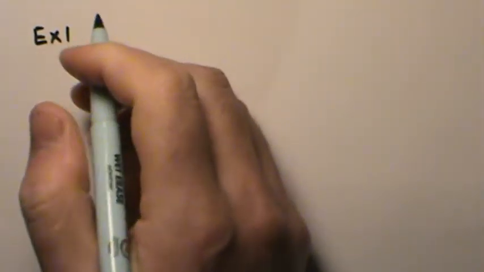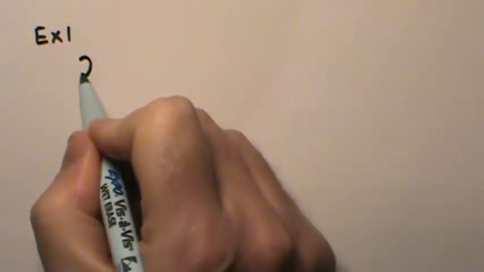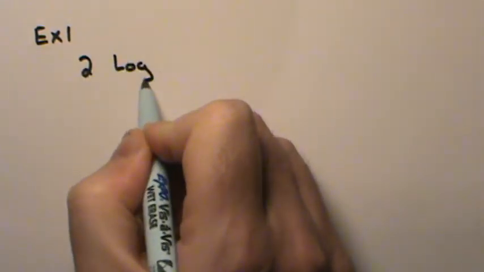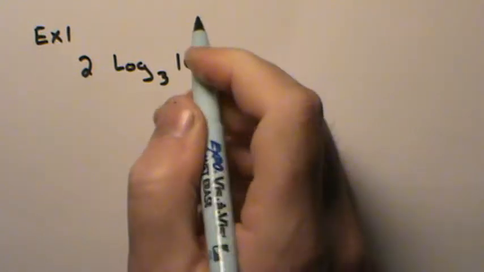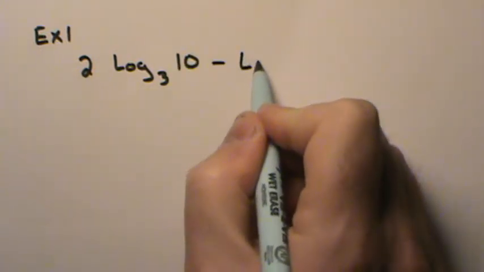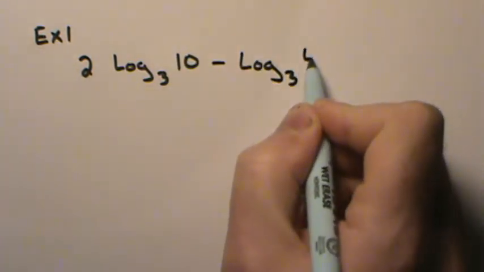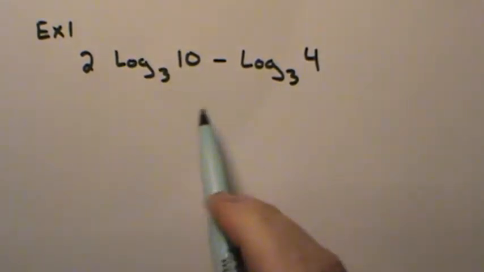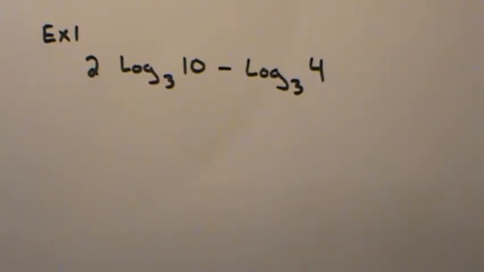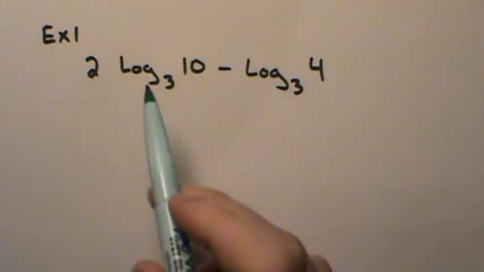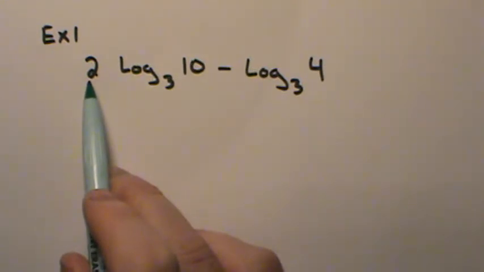And so we'll start off with a problem like this. We'll call this example 1 here: 2 log base 3 of 10 minus log base 3 of 4. And what they want us to do is combine this and condense this, turn it into just one log. Using those properties that I just explained, we can look at this as a scalar and we can work backwards.